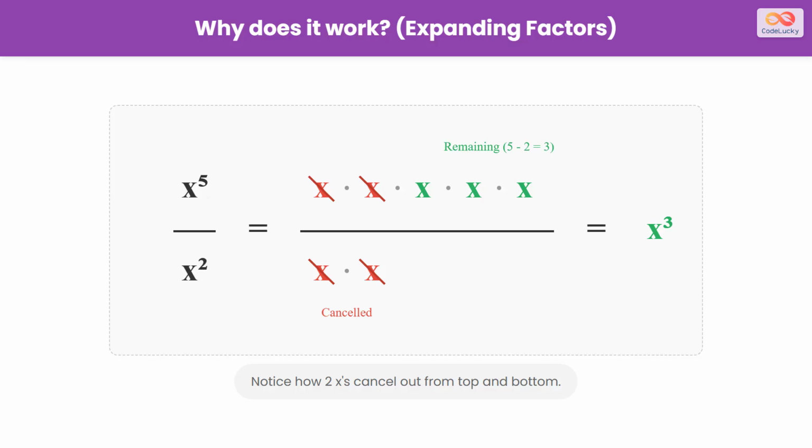Why does this work? Let's look at x to the power of 5 divided by x squared. If we write it out, x to the fifth is 5 x's multiplied together, and x squared is 2 x's. 2 x's from the top cancel out with 2 x's from the bottom. We are left with 3 x's on top, which is x cubed.